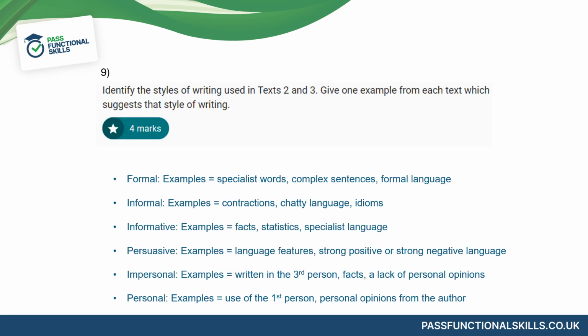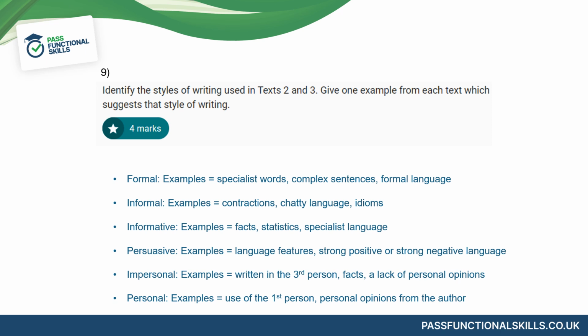Often the mistake a lot of students make for questions like this is that they don't use the correct examples for the style that they've selected. So on the screen now you can see some examples that would be suitable for each style. So make sure that you're really comfortable with what shows different styles and what examples you need to pick for different styles from the text.